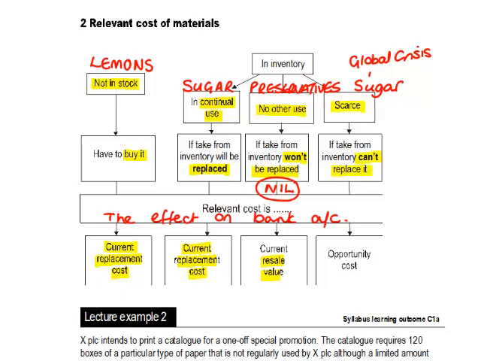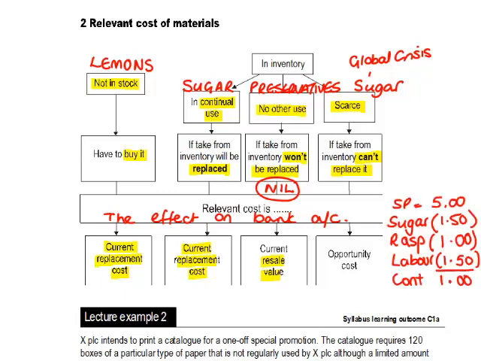Now, this is where we start to bring in the idea of an opportunity cost. Remember that an opportunity cost was a benefit foregone because we do one thing rather than another. In this example, it means that I can't make some raspberry jam because I'm going to make some lemon curd.